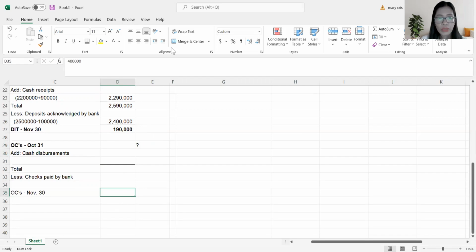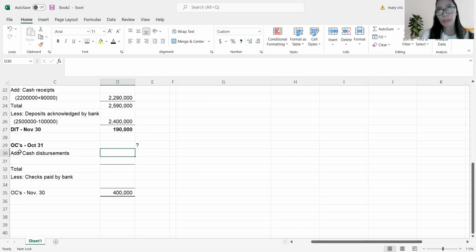The missing item is this October 31 outstanding check. The November 30 is already given, which is 400,000. So what do we do? Let's first plot, class, the cash disbursements per book.